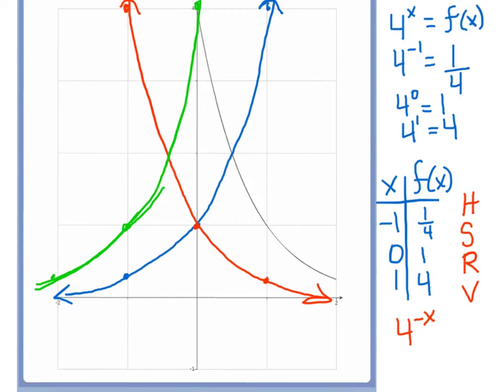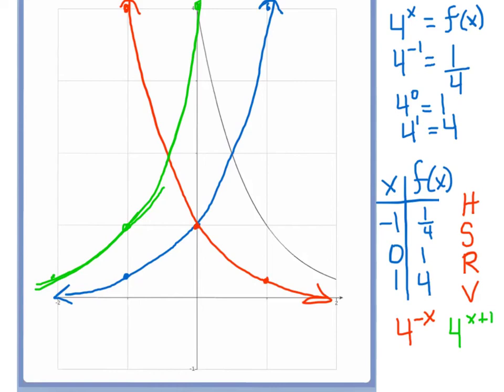So what is the green one? I've shifted it horizontally to the left. Horizontal shifts happen when you add or subtract from just the x. So the green one should be, and those are always backwards. The horizontal shifts are always backwards from what I think. Since I shifted it to the left, I would think that I subtracted 1 from my x, but in reality we do just the opposite. So it would be an x plus 1. That's the green one.